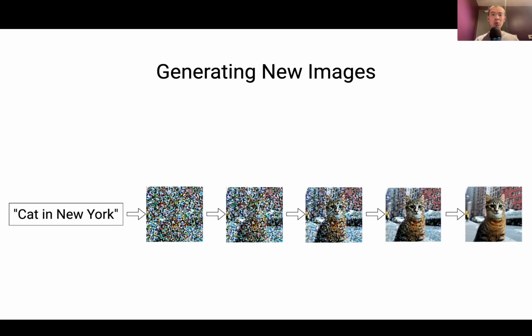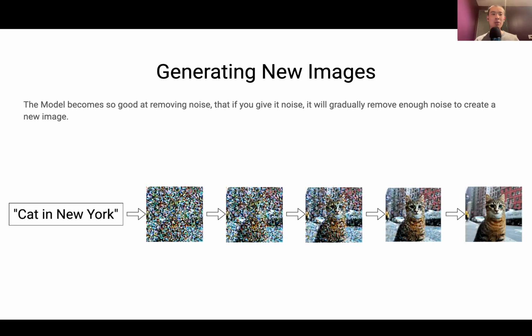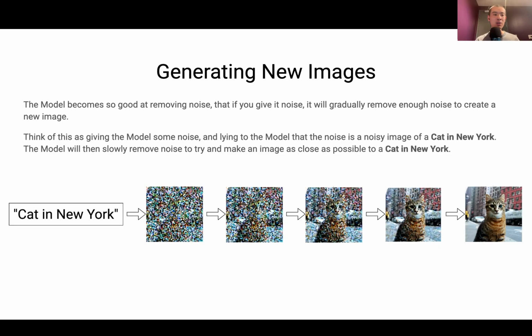And when it comes to generating new images, the model becomes so good at removing noise that if you give it noise, it will gradually remove enough noise to create a new image. Think of this as giving the model some noise on the far left hand side, as you can see in the diagram below, and then lying to the model that the noise is a noisy image of a cat in New York. The model will then slowly remove noise to try and make an image as close as possible to a cat in New York.